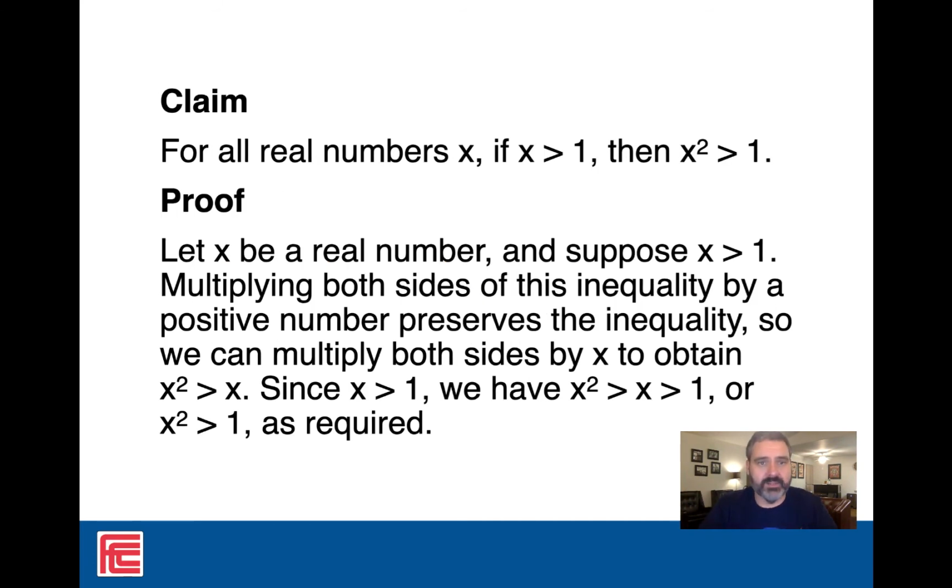Let's look at an example. Here's the claim we're trying to prove: for all real numbers x, if x is greater than 1, then x squared is greater than 1. Here's the proof. We assume the first thing. Let x be a real number and suppose that x is greater than 1. We're assuming the thing on the left, the thing after the if. Then we multiply. You can multiply both sides of an inequality by a positive number, and that preserves the inequality. So multiply both sides by x, and that gives you x squared is greater than x. If x squared is greater than x and x is greater than 1, then x squared is greater than x is greater than 1, or simplifying, x squared is greater than 1, which is exactly the thing you were trying to prove. Done. QED. You've proven this.